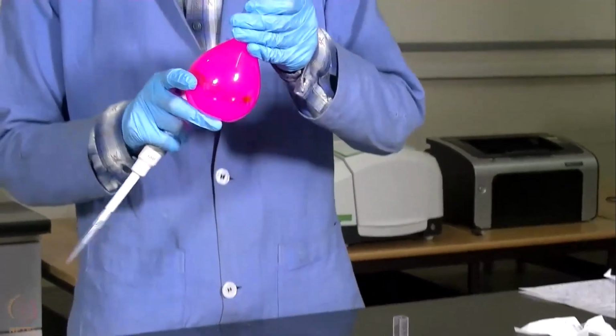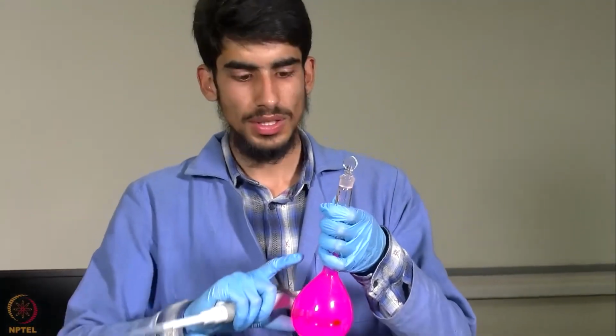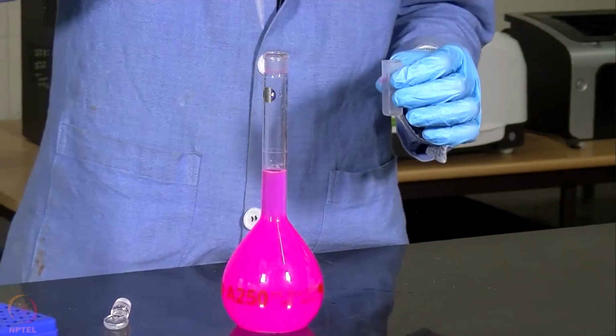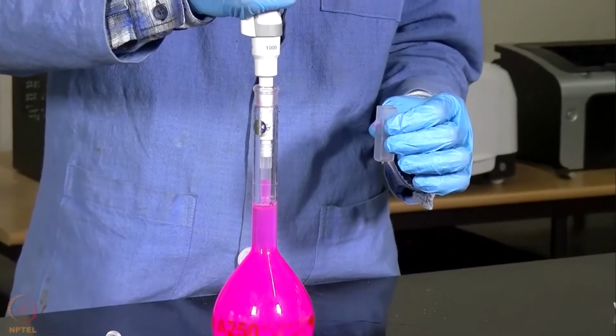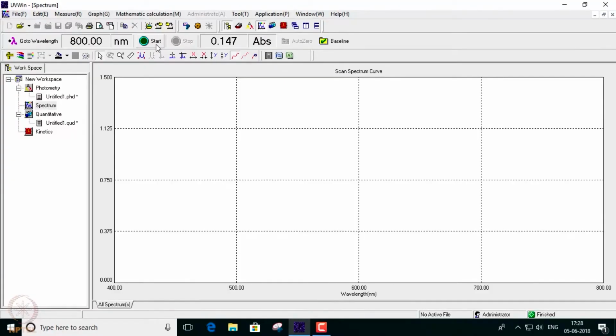So now we have our rhodamine B with added TiO2. We will measure the absorbance of this solution and take it as the absorbance at time t equals 0. So I will take some portion from this and will add to this cuvette. Now we will measure the absorbance of this solution. We will now start measuring the absorbance of this solution.